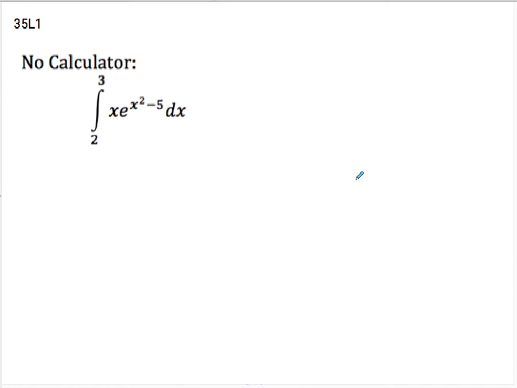35L1, no calculator. So what we'll do for this one is we have this, and this kind of looks like its derivative, so we're going to use a u substitution. u equals x squared minus 5. So then du equals 2x dx. All right, here's x, here's dx. Let's get rid of that 2.